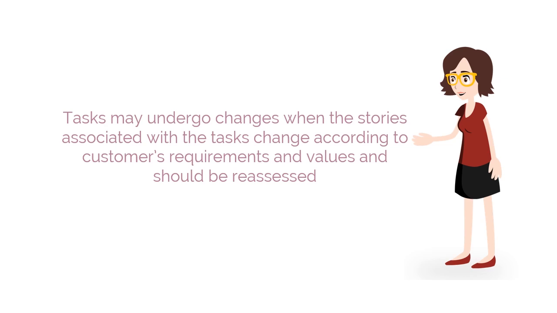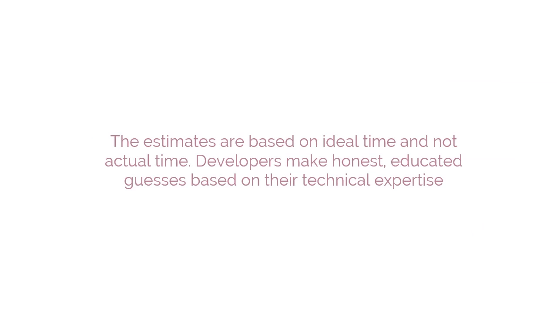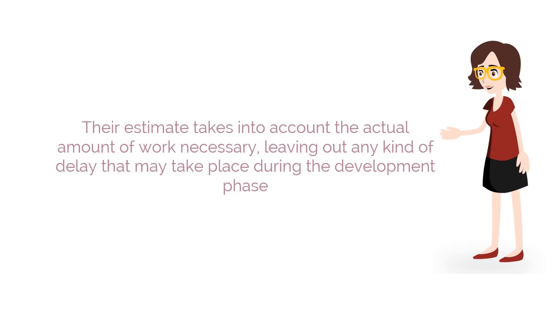The third aspect of iteration is estimates and schedules. Once a story has been received by the developers, they estimate the time required for the implementation of the desired feature that the story represents. The estimates are based on ideal time and not actual time. Developers make honest, educated guesses based on their technical expertise. Their estimate takes into account the actual amount of work necessary, leaving out any kind of delay that may take place during the development phase.